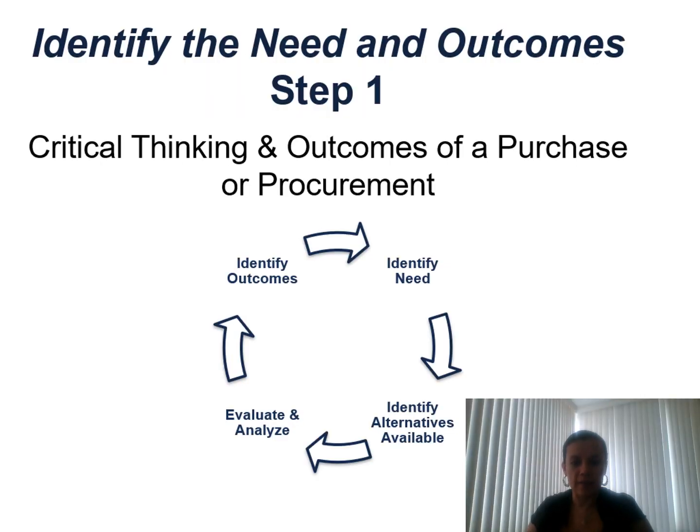All through this cycle regarding the critical thinking and the outcomes, you identify the need, and again identify alternatives available. Do we really need to buy something? Do we really need to hire that service? Do we really not have that capacity inside the company? So you evaluate and analyze that, and then identify the outcome and expected results. This could be key information for the following steps.